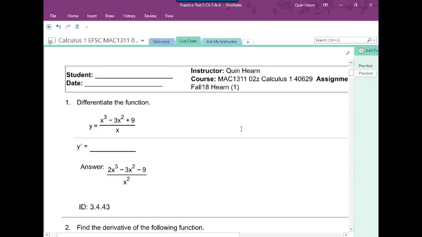Okay, so item number 1 is definitely a skill that you need to have, which is differentiating a function that is given to you in a form where, if you do just a little bit of algebra, it might actually make your life a little easier. But the answer that is shown here might not be how your answer turns out. So you'll have to be able to compare your answer at the end as well. So let's take a look.